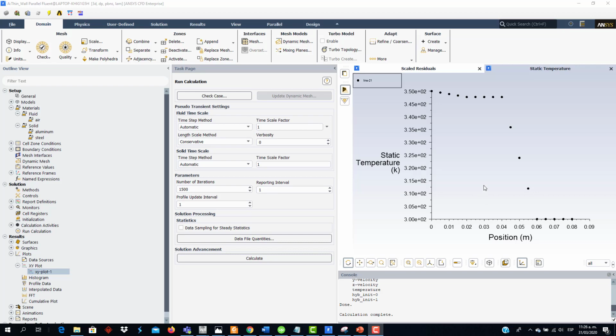Once the simulation has finished, we can extract the temperature profile over a line that is located at the geometrical center of our computational domain, from the bottom wall of the heater to the top wall of the upper solid. Then we can see that the temperature here, at the bottom wall of the heater, is 350 Kelvin. Then the temperature begins to reduce, and at this point the heater ends.